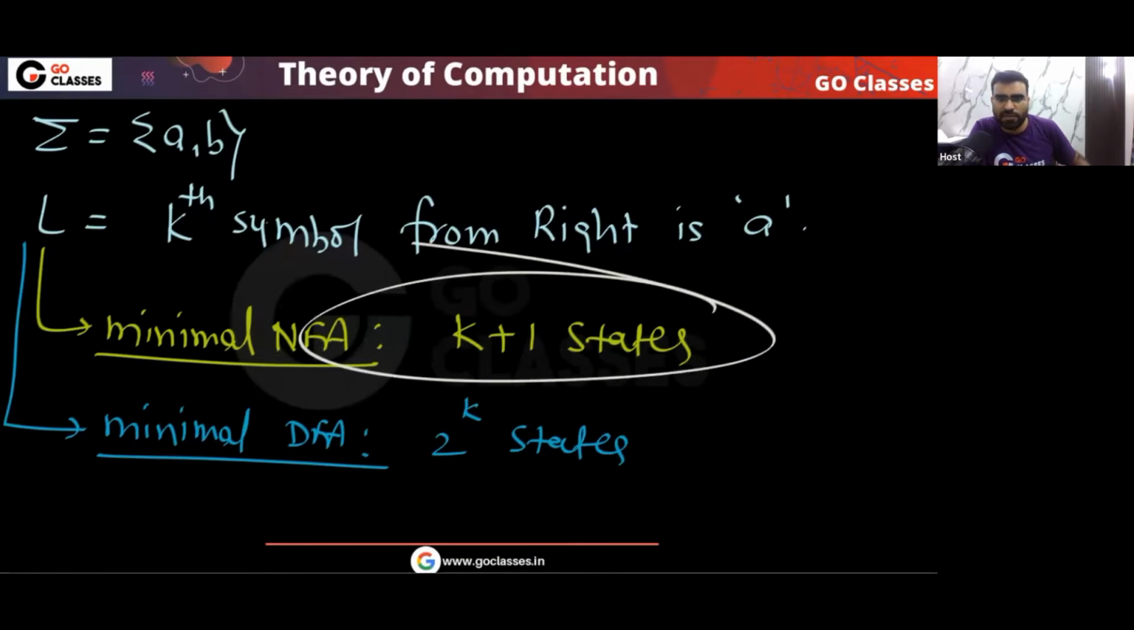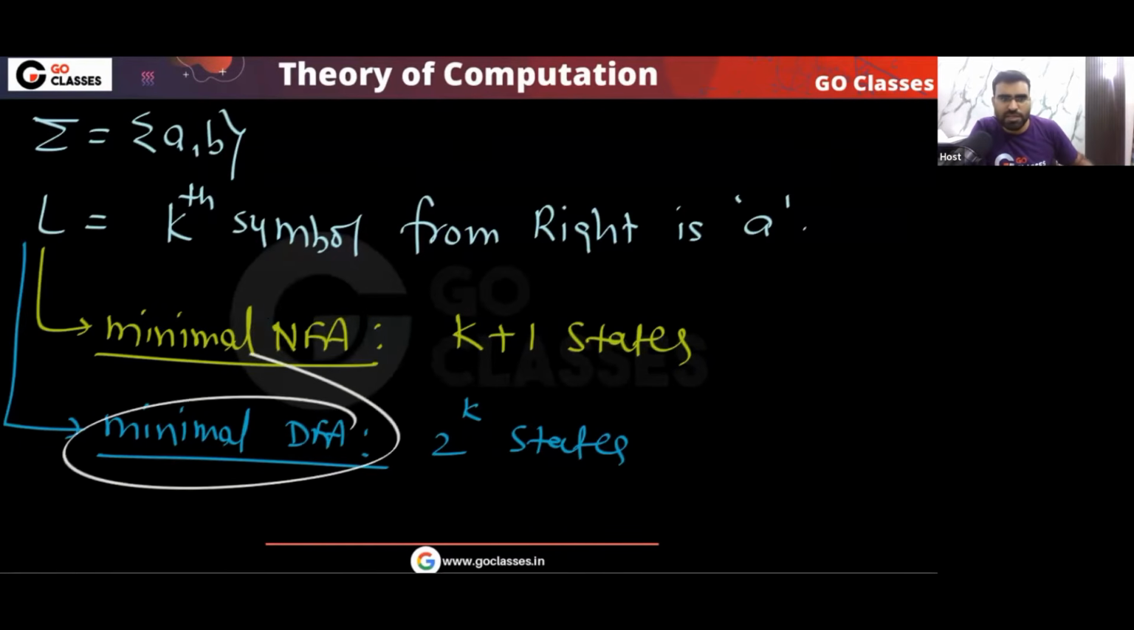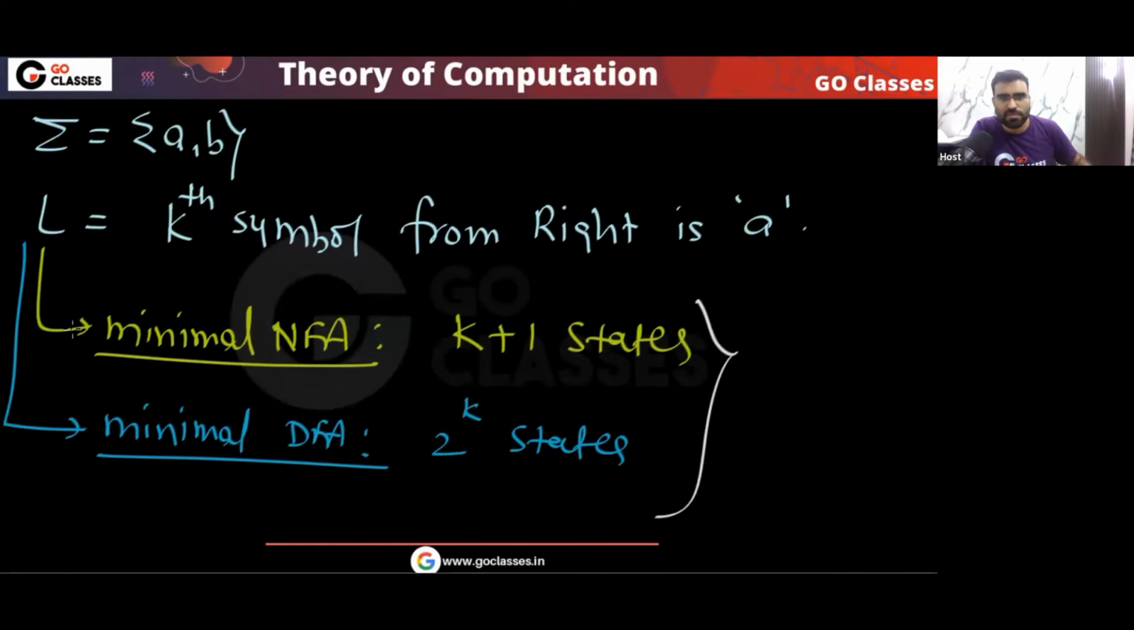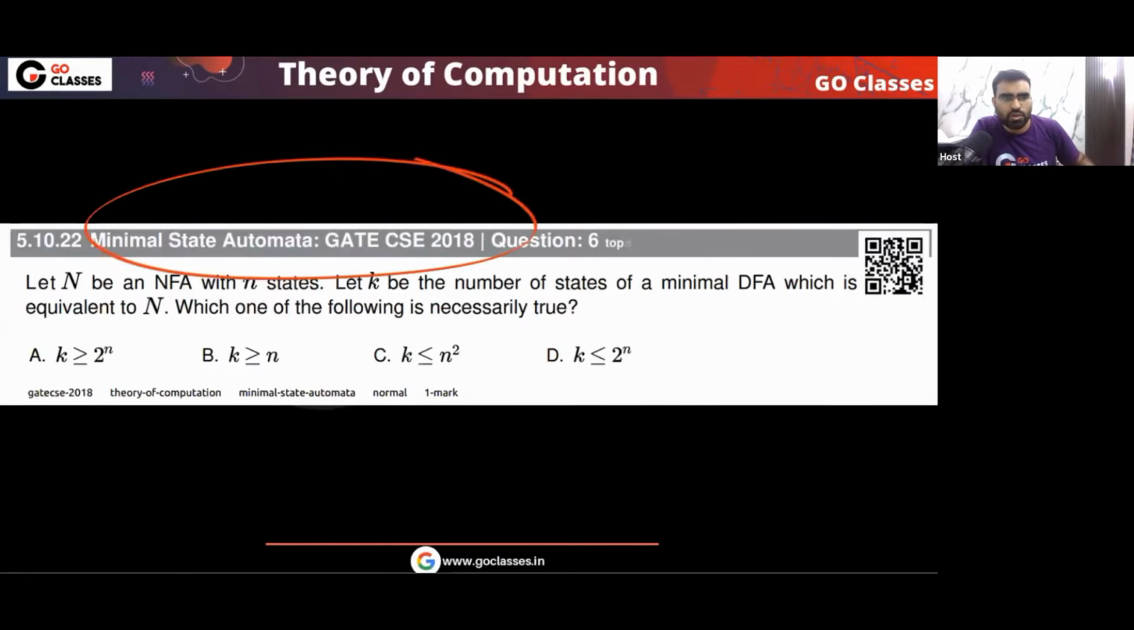Here you can see minimal NFA has k plus 1 states, and minimal DFA will have 2 power k states. This we have already seen in the previous lectures. Let's solve this GATE 2018 question.